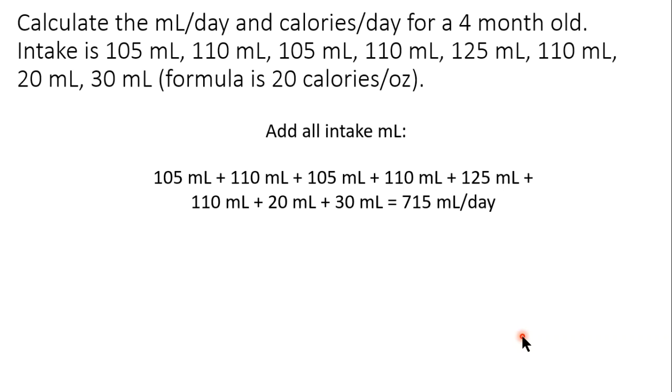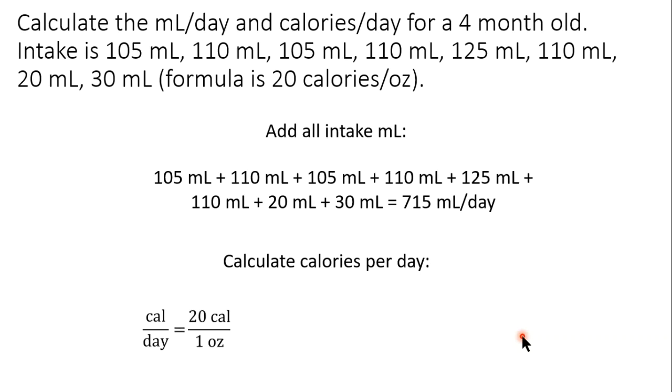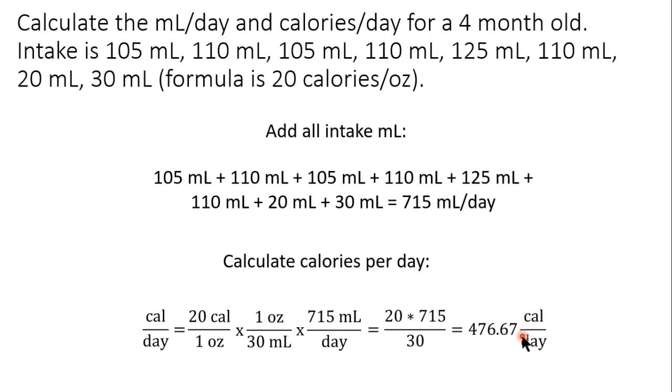And now we have to figure out the calories per day. So we put calories per day equals, we put calories on the top, so 20 calories per ounce. We have our intake in milliliters, so we use a conversion, 1 ounce over 30 milliliters times 715 milliliters per day. Our ounces and milliliters cancel out, so we are left with calories per day. And we multiply the top and divide by the bottom, so 20 times 715 divided by 30 gives us 476.67 calories per day.